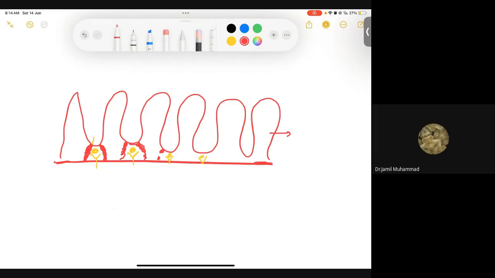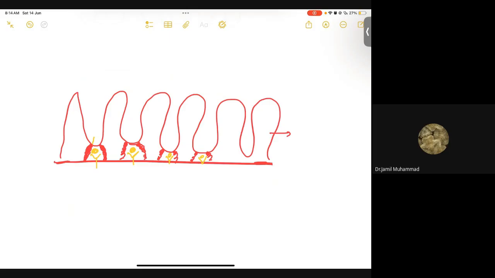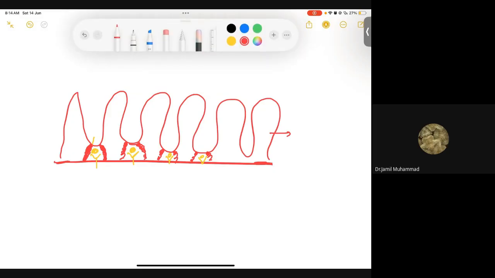So in this way, you guys can see this kind of appearance, and whenever this appearance is visualized on electron microscopy, you are going to see spike and dome appearance. That is a dome and a spike, a dome and a spike.